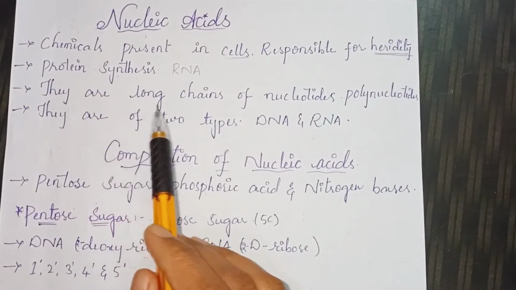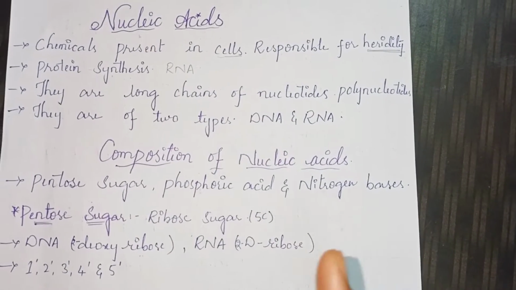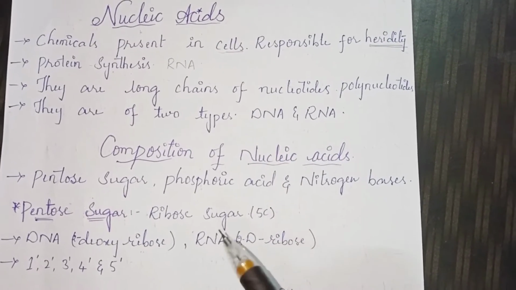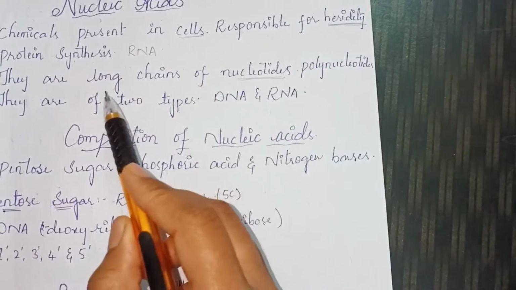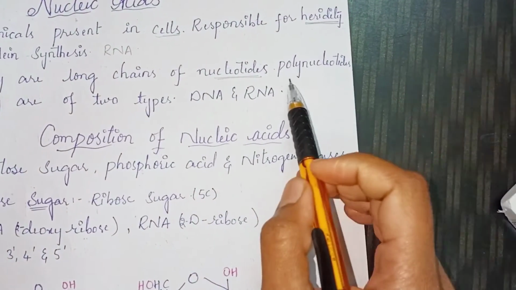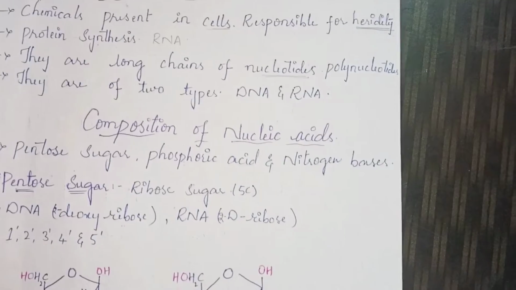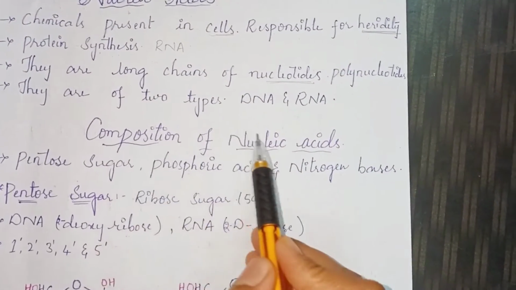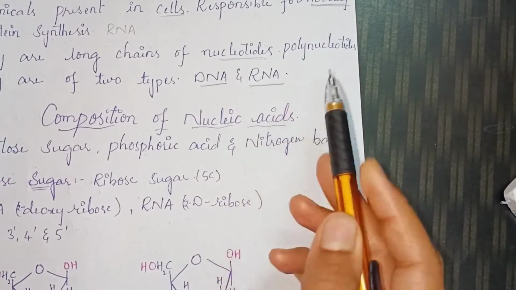They are long chains of nucleotides. Nucleotides include the pentose sugar, phosphoric acid and organic bases. By this combination nucleotides are formed. So nucleic acids are long chains of nucleotides, so they are also called polynucleotides. And there are two types of nucleic acid: DNA, that is deoxyribonucleic acid, and RNA, ribonucleic acid.